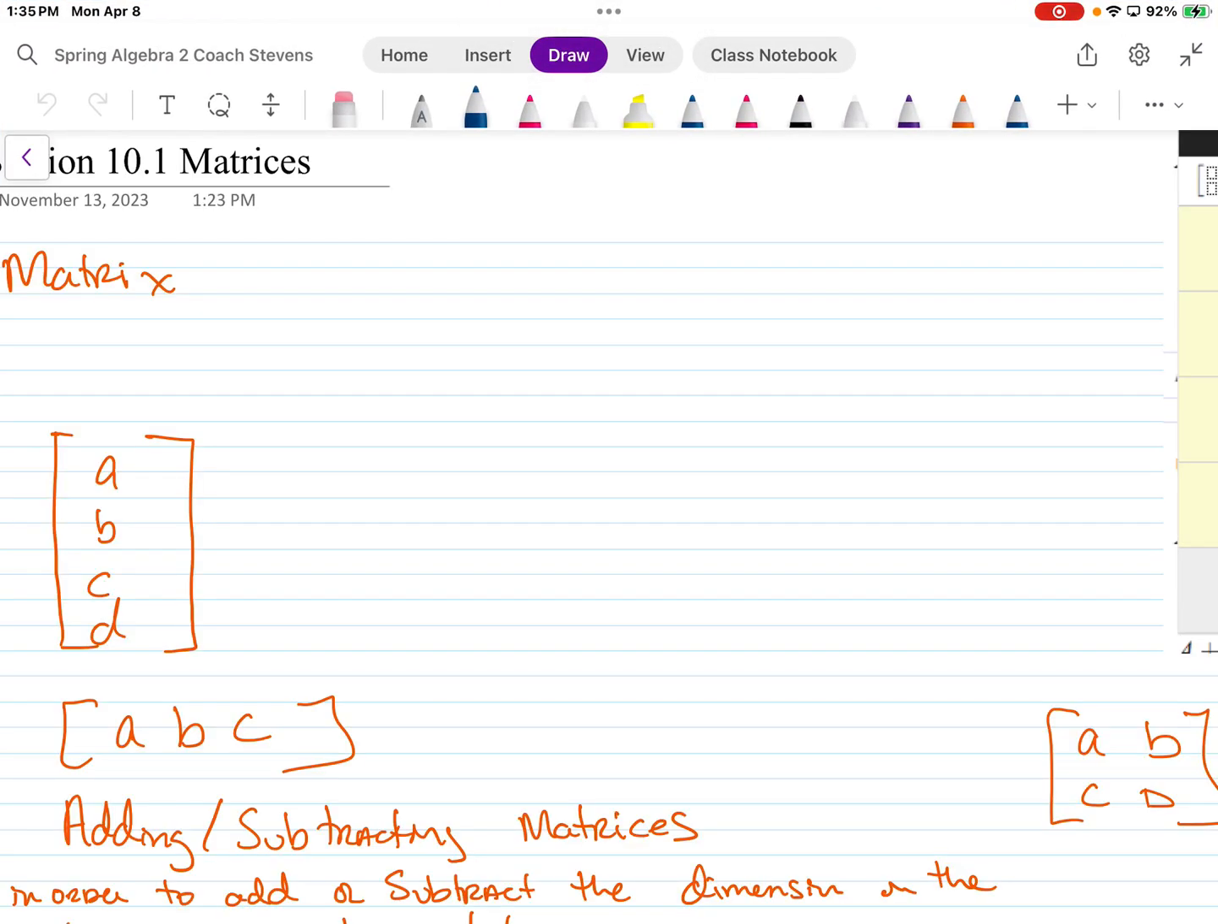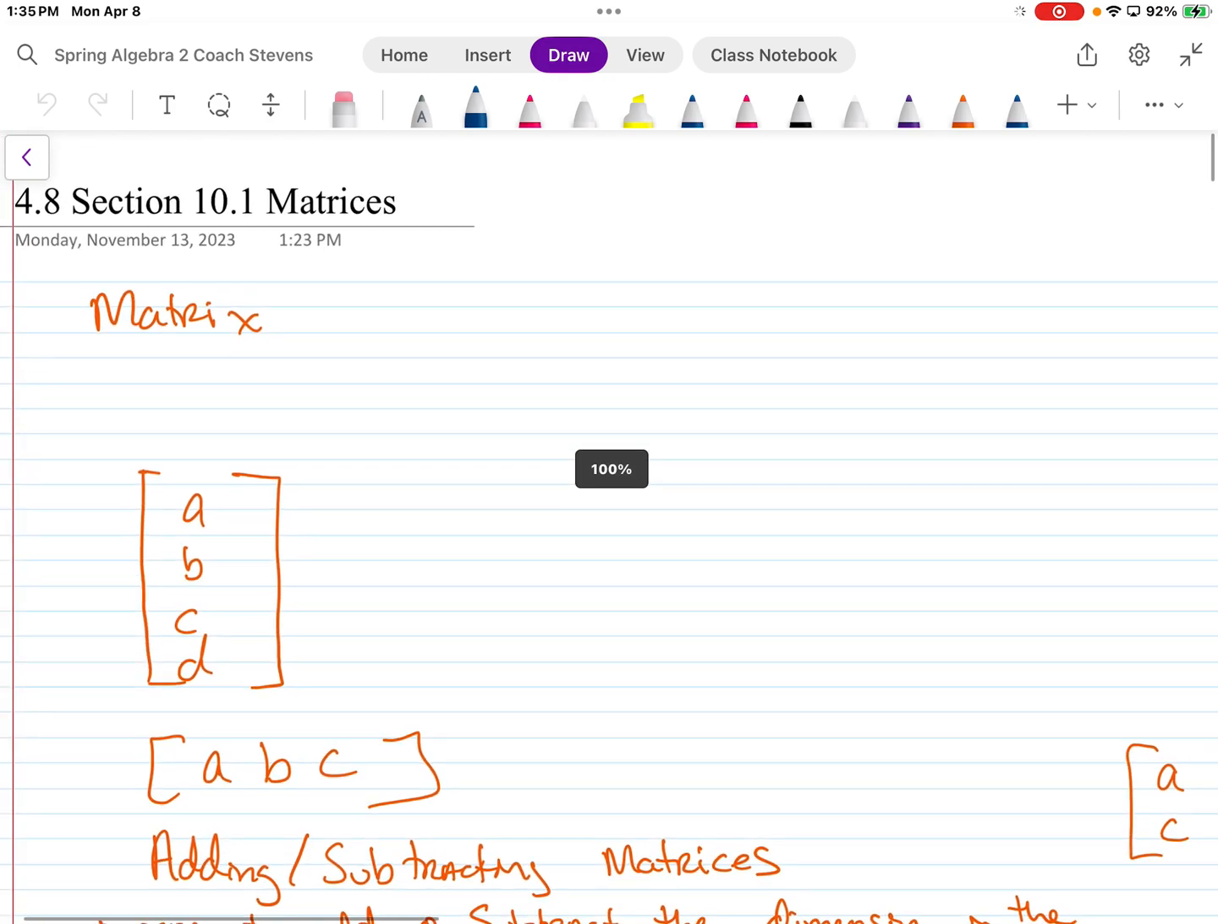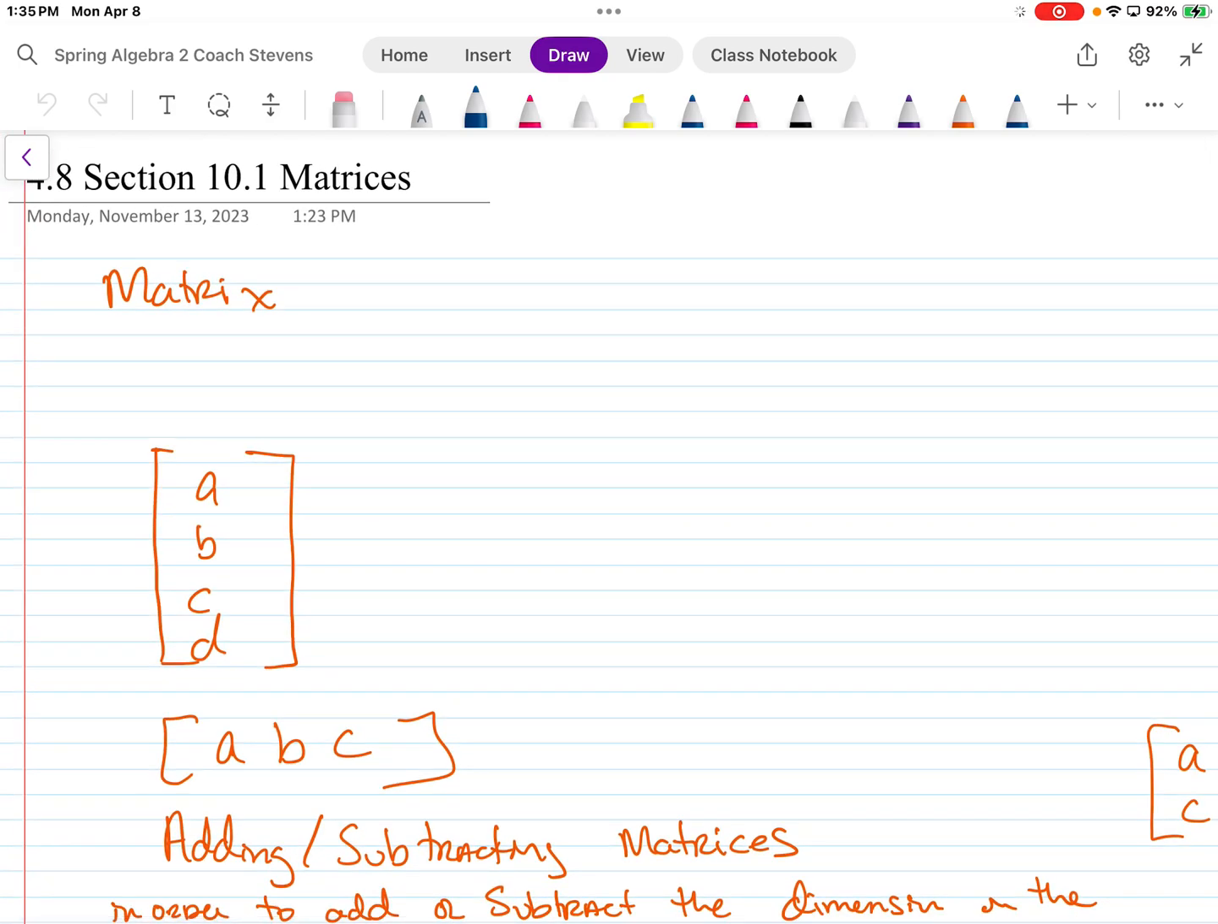All right, so today we're tackling matrices. This is our last topic as we get ready to get into reviewing for the end of course exam. And matrices is just a way to group things together and do operations.